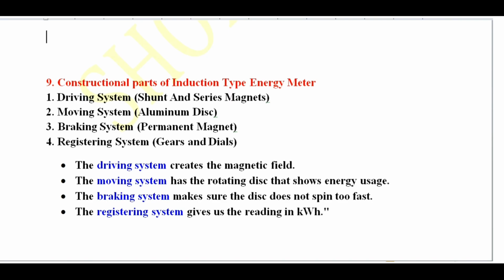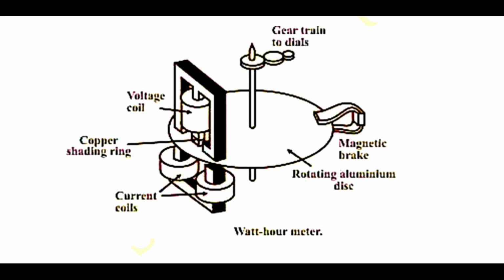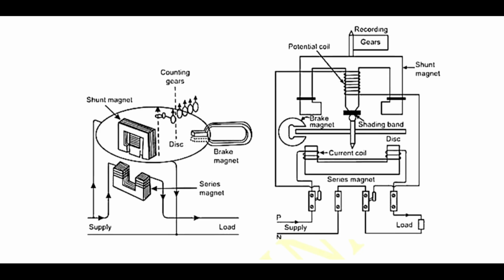Finally, the registering system. It is the part that shows the result. You will see gears and dials here. These gears are connected to the rotating disc, and thus as the disc turns, it moves the gears, which in turn move the dials. And these dials display the energy consumed in kilowatt hours. So when you look at it, you will know how much electricity you have used.